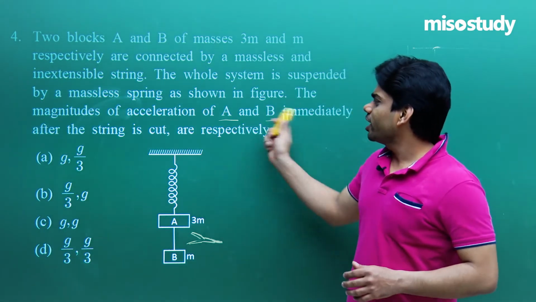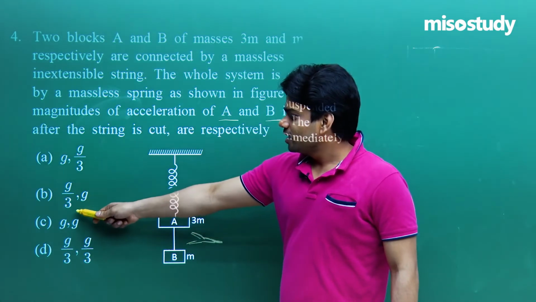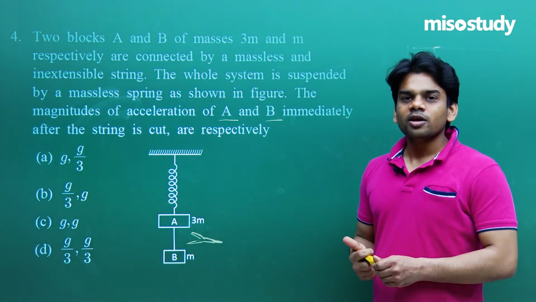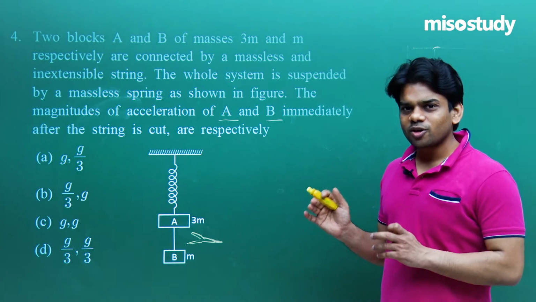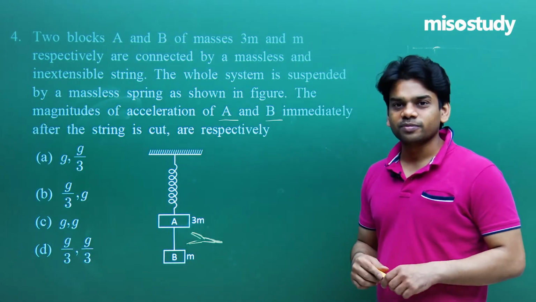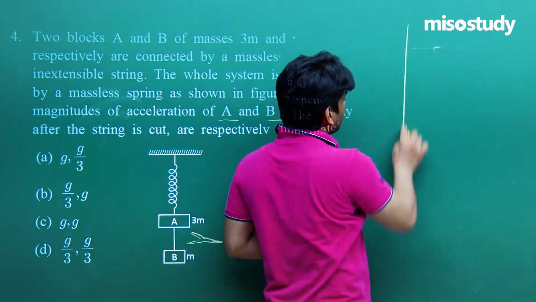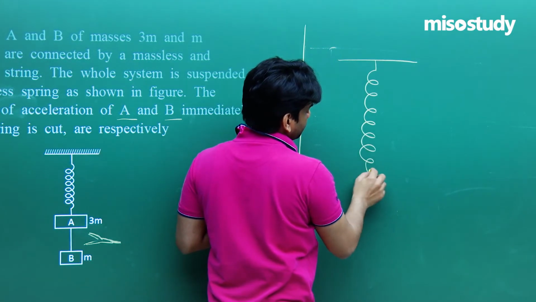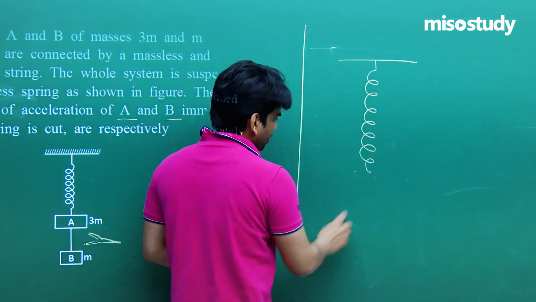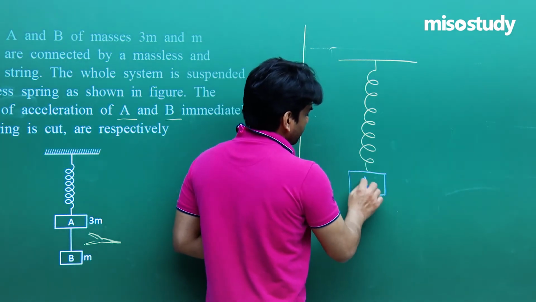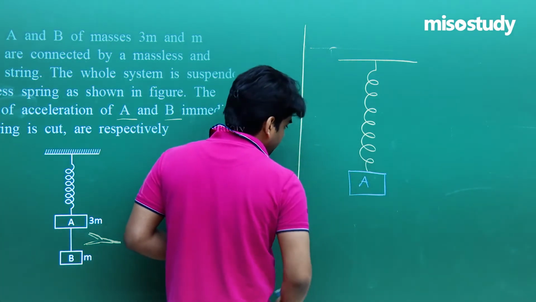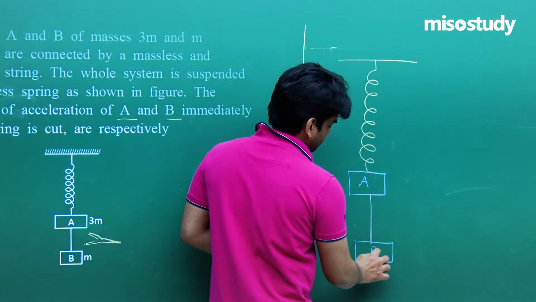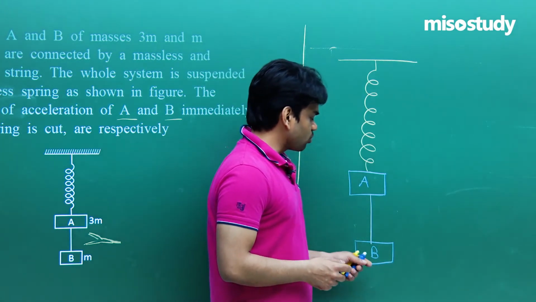Given that, we need to find the acceleration of A and B. The options are: A is g, B is g by 3; A is g by 3, B is g; A is g, B is g; A is g by 3 and B is g by 3. We need to identify that. So before cutting, let's see what forces are acting on each of the blocks and what the extension in the spring is. Before cutting the string, we have block A hanging, then a string, then block B.